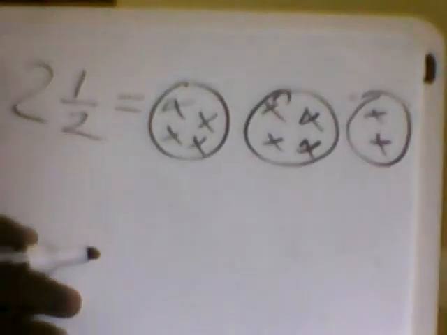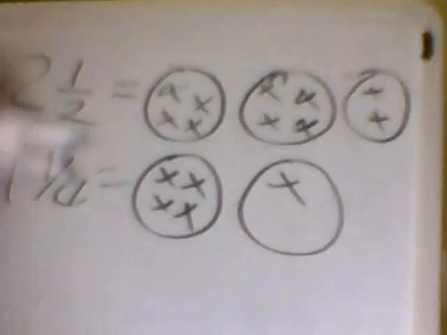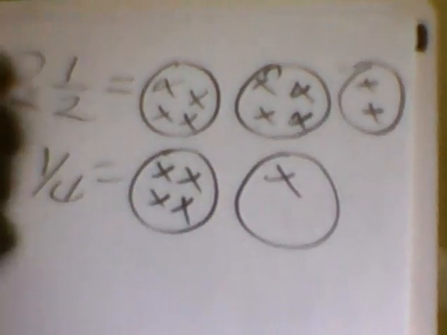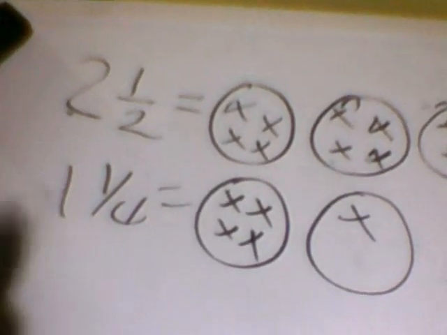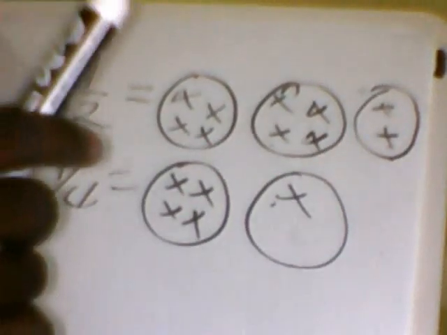Good. That would be 2 x's, right? Now 1 and 1/4 will have 1 set with 4 x's, but how many x's would be in 1/4? Alright, that would be 1. Very good. So notice now we have 3 full sets. That's how we get 1 plus 2, which is 3. And then we have 3 out of 1 set, and a set is what? 4. So that will be 3 out of 4.